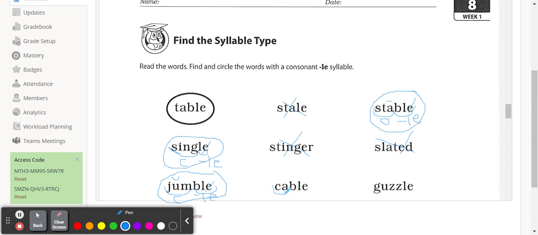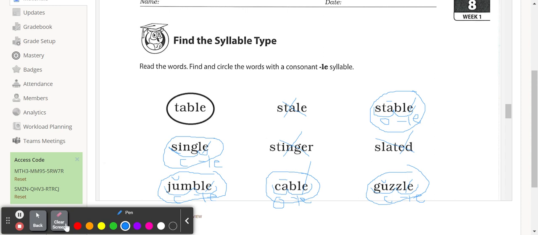Okay, cable. Yep, I see a consonant LE down there, so make sure you circle it first and let's mark it. K is that long A that's open syllable. And then this one is your consonant LE. Cross off the silent E. Okay, guzzle. If you guzzle down a drink, you were really thirsty. You can circle that one because I see a consonant LE at the end. Guzz has that short U that's closed. And zol is consonant LE with crossing off the silent E.